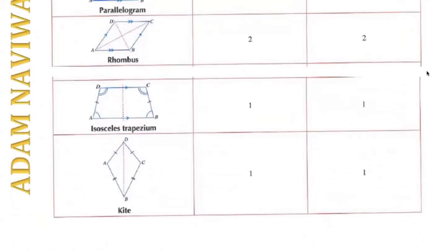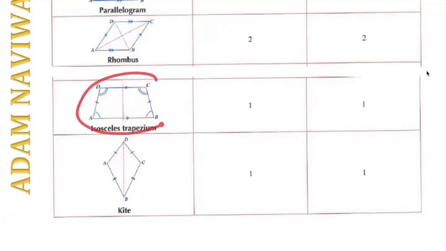Then you come to isosceles trapezium. An isosceles trapezium is a trapezium in which these 2 sides are equal in length and these 2 sides are parallel. These 2 angles are equal, these 2 angles are equal. Now, how many lines of symmetry does this isosceles trapezium have? Just 1. Only a vertical line of symmetry.